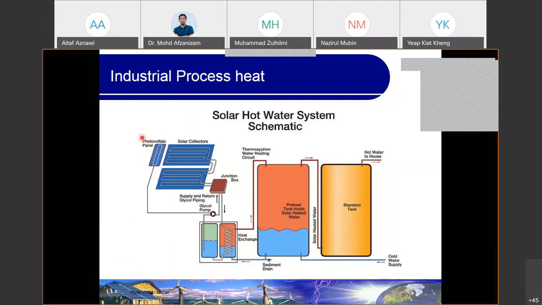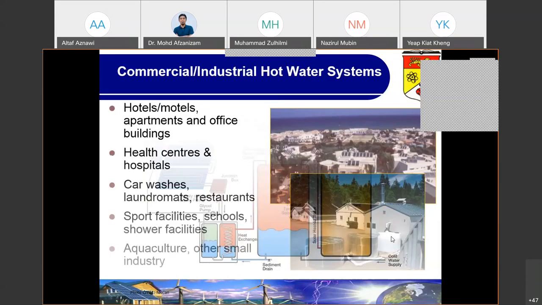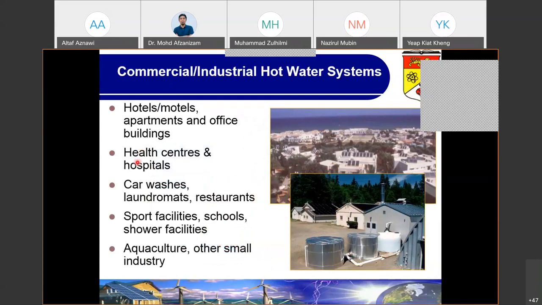Okay, so by having the same resource, which is the sun ray, the light part will be captured by the photovoltaic to produce the electricity, and the heat part will be absorbed by the solar collector to produce the heat, which means you manage to get the electricity and the useful thermal heat simultaneously. And by this kind of arrangement, you can also power the circulation pump of your solar collector to secure all the hot water in your storage tank. Okay, as simple as that. So these are some of the applications that you can refer to: hotel, health center, hospital, car wash, sport facility, school shower facility, and others which require hot water.